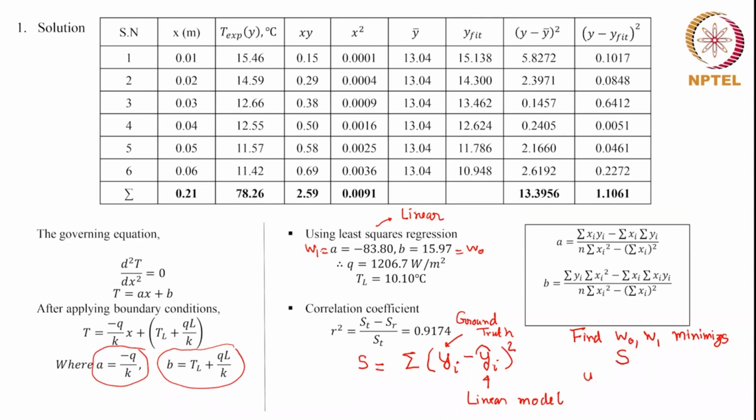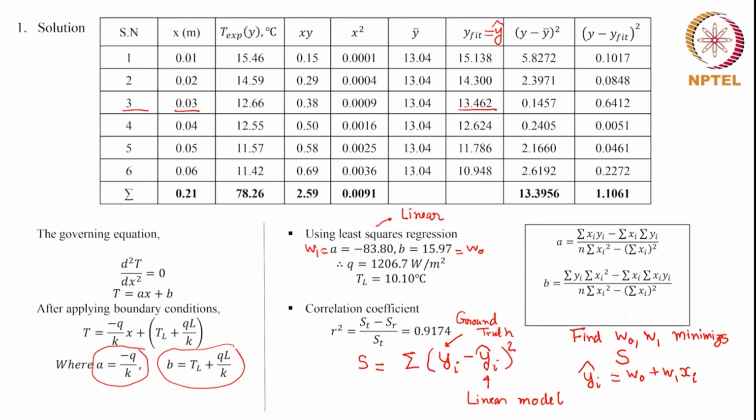How do I write y hat i in terms of W0 and W1? What is the model? It's W0 plus W1 xi. Do you agree? If I am looking at the third point, the prediction, what we call y fit here, that's what I am calling y hat. I am just switching from one notation to the other, because this is the general notation you will see in machine learning textbooks. I can easily use Professor Balaji's notation, but I'm just trying to gently transition you to that kind of notation.